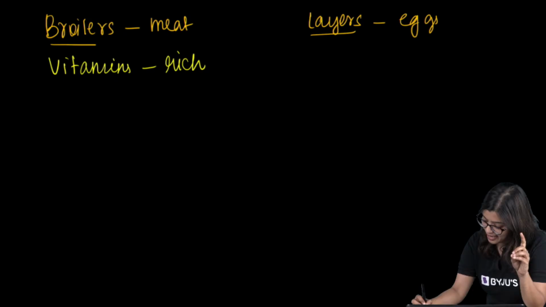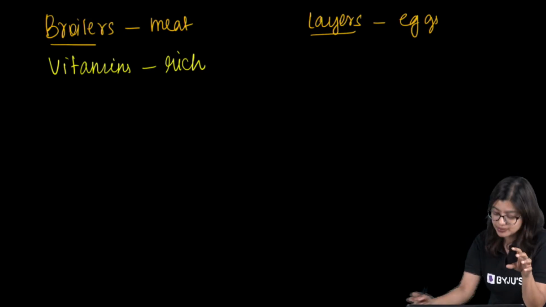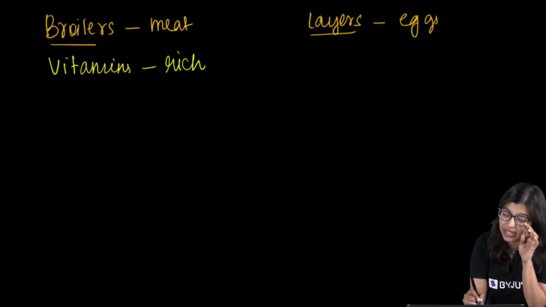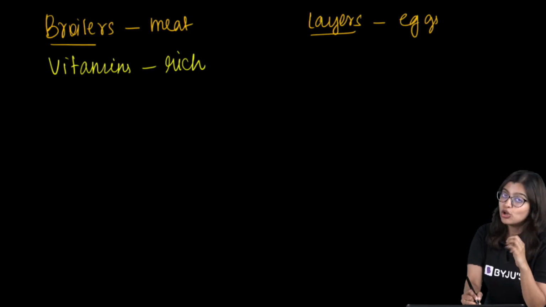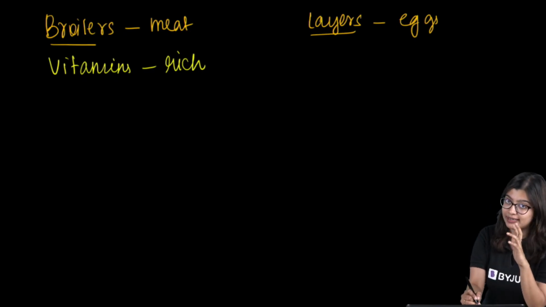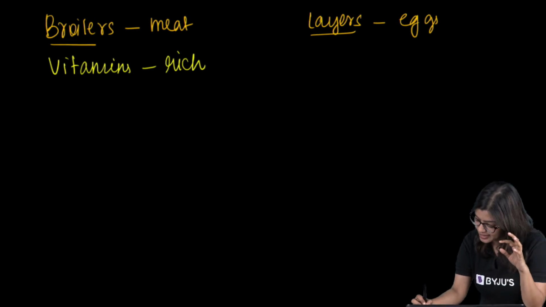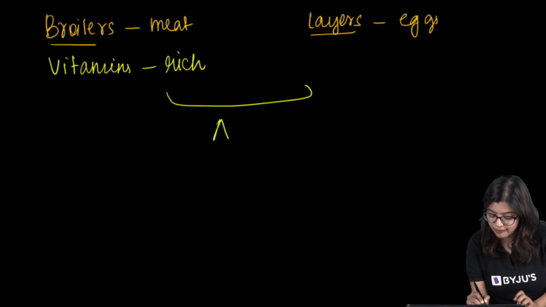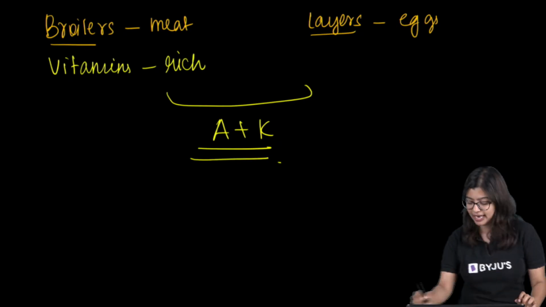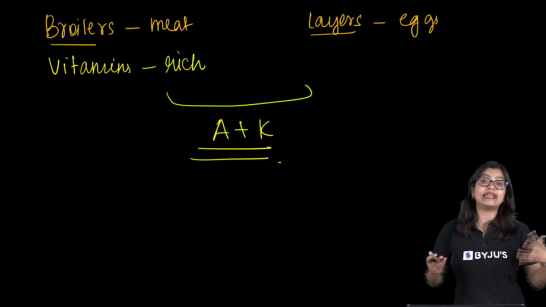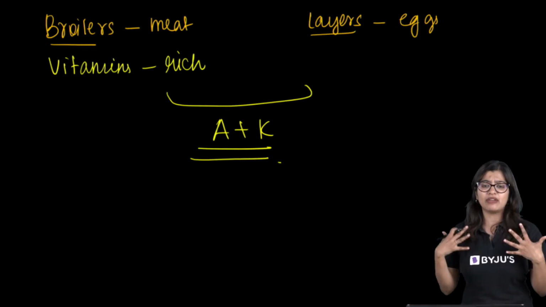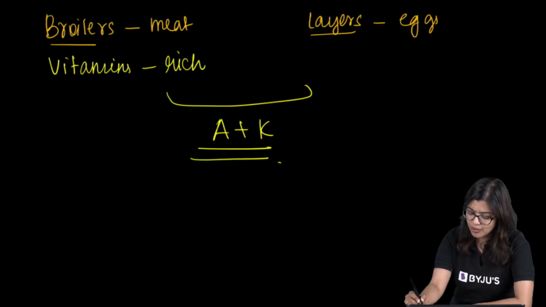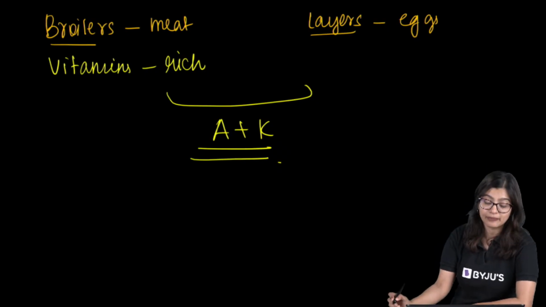While on the other hand, if you look at the layers, they are given diets with a lot of fat content and a lot of proteins so that they produce the eggs. So normally what do we see overall between these two? Both vitamin A and K levels are maintained such that their body can protect itself from some harmful diseases. Yes? So here you need to understand one thing.